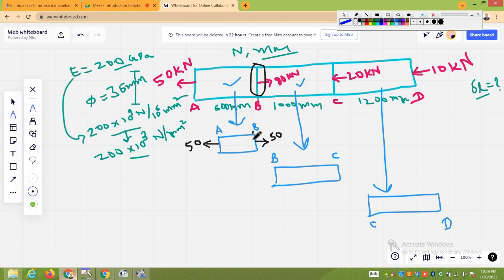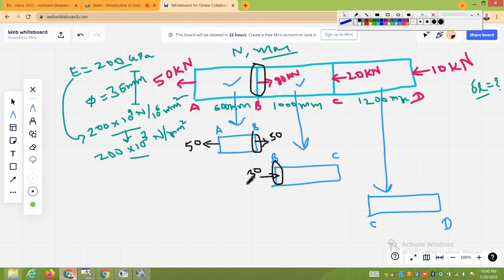80 kilonewtons is acting in the rightward direction. So if you look at this section B, 80 kilonewtons should be in the rightward direction. So to make 80, I will have this type of value here. Now you see this section: 50 rightwards plus 30 rightwards gives 80 kilonewtons in the rightward direction. This section is justified here, 80 kilonewtons in the rightward direction.